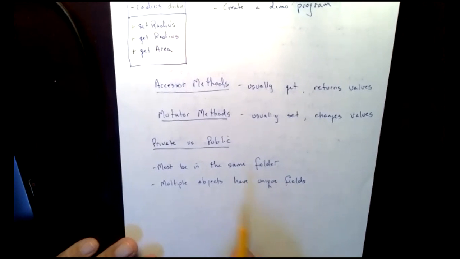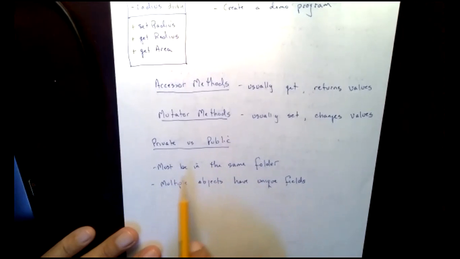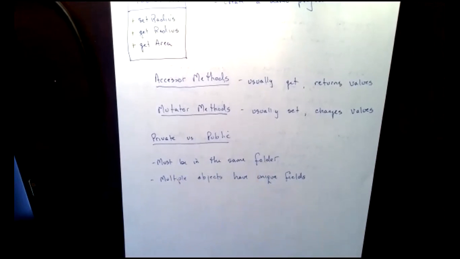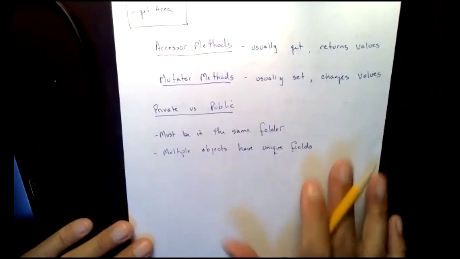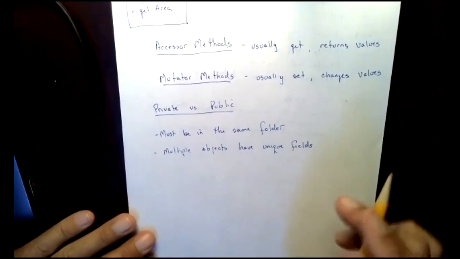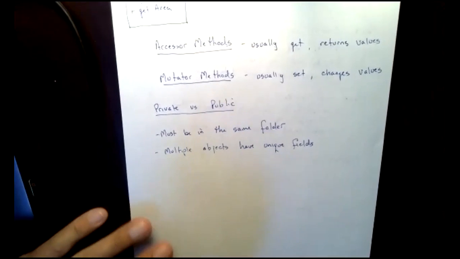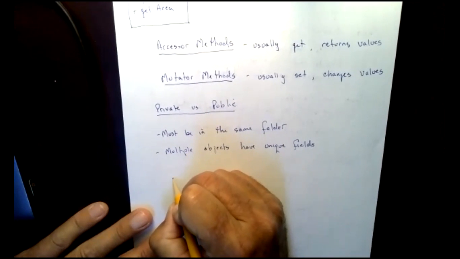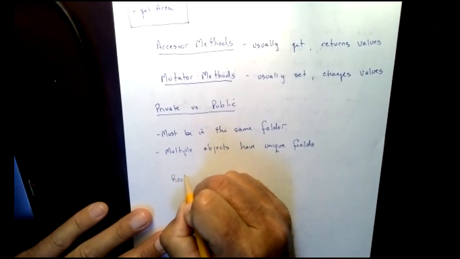A couple of things must be in the same folder. The class and the demo have to be in the same folder. Multiple objects have unique fields. Okay, I'm ready to write Circle, but I want to do this one first. So if I want to instantiate an object in my demo program, I say Rectangle.